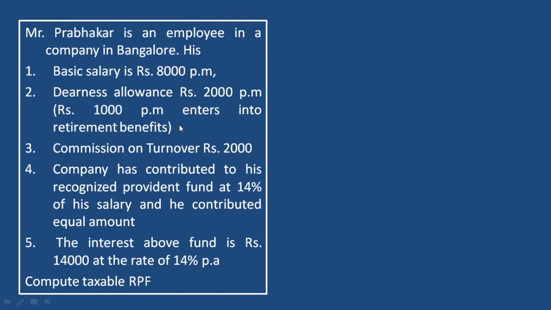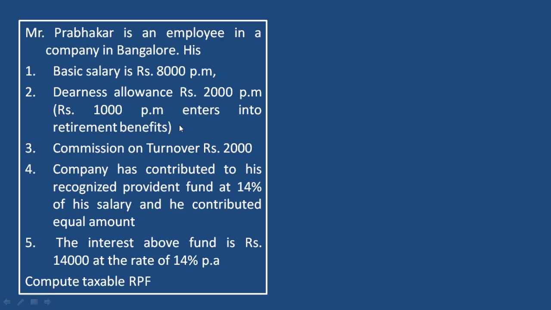Let us understand with a problem. Mr. Prabhakar is an employee in a company in Bangalore. He provides this information. First one is basic salary of 8,000 per month, dearness allowance of rupees 2,000 per month, of which 1,000 per month enters into retirement benefits, and commission on turnover of rupees 2,000.